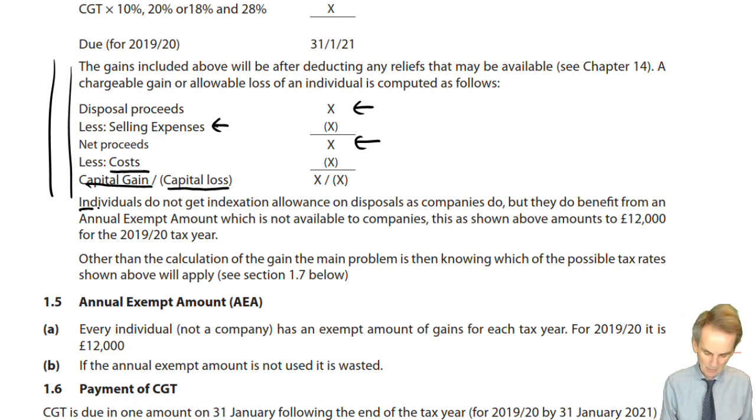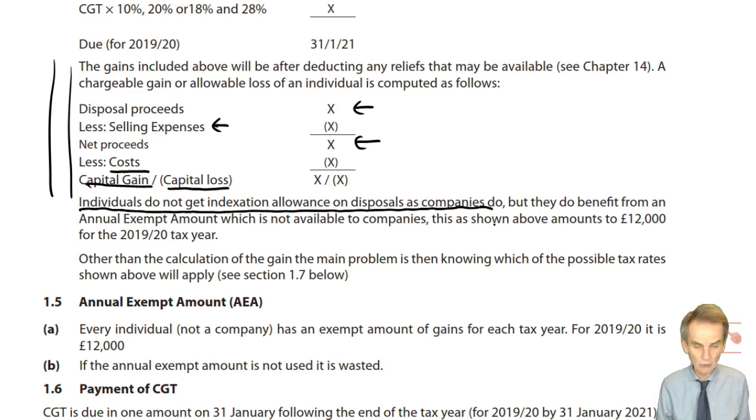As we mentioned a moment ago, individuals do not get indexation allowance on disposals. Individuals do not get any relief for the effects of inflation. So yes, I bought that asset for £20,000 10 years ago. I sell it now for £30,000. Well, £20,000 10 years ago may be worth what is £30,000 now. So there may be no real gain that I have made if I took account of the effects of inflation there. Well, that's the way it goes.